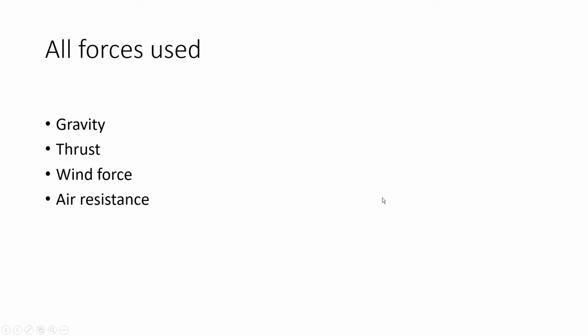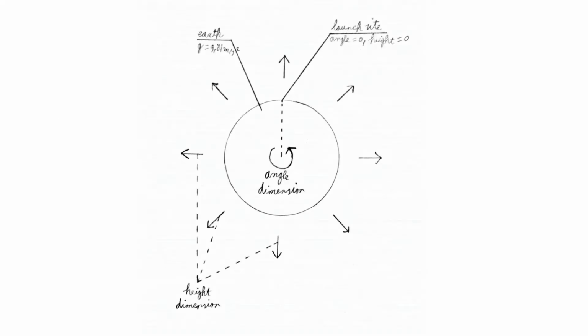In the simulation I used four forces: gravity, thrust from the rocket, wind force and air resistance. Together with some natural laws, these forces determine how the rocket moves. Thrust is the only force our autopilot program has control over. This is the world. Instead of a vertical and a horizontal axis, I used a rotation axis and a height axis. If you don't know what that means, it's not important.